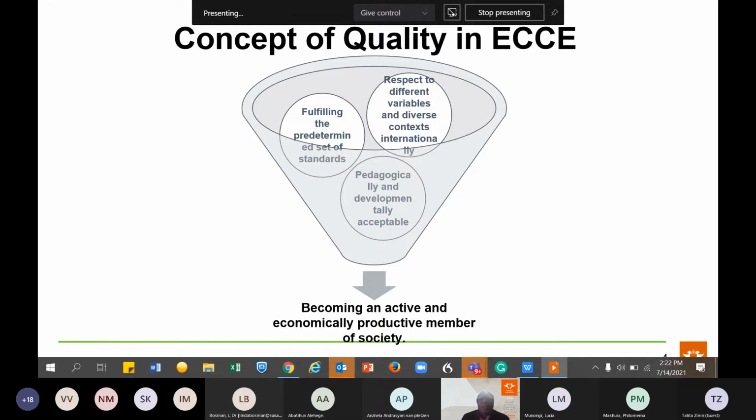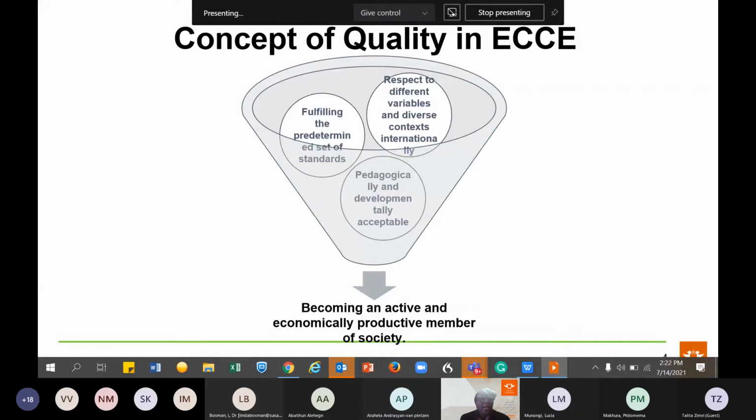We also have to look at the pedagogical and developmental acceptability of the early childhood education presentations that we have, or the centers that we have: what are the pedagogical aspects that are given there, and what are the developmental aspects that are addressed and are acceptable. If these are taken into place, then we are able to say we could be building active, economically productive members of society.